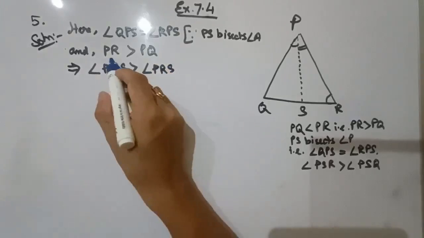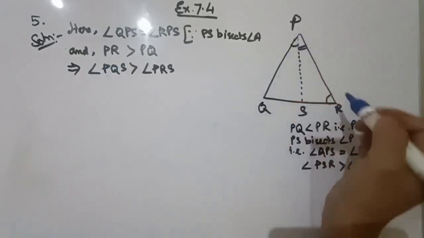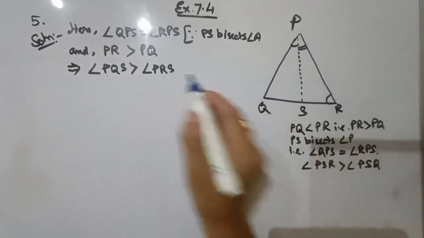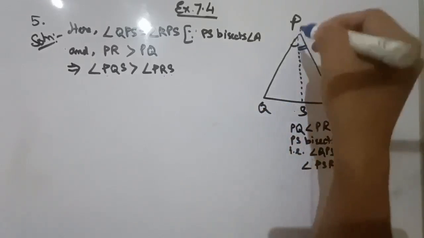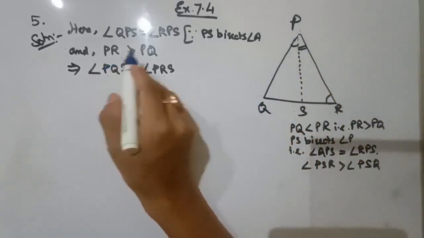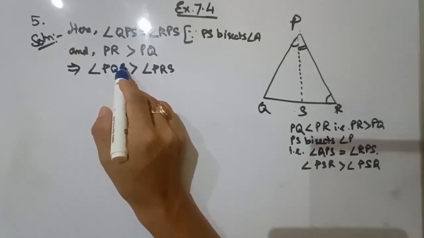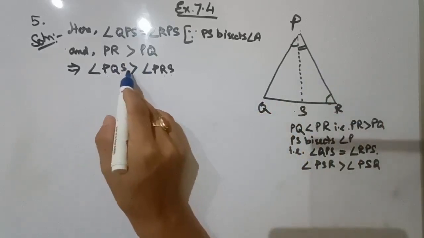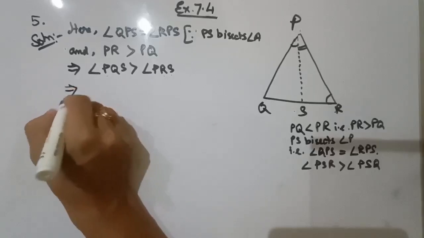because angle PQS is opposite to the side PR, and angle PRS is opposite to the side PQ. And since PR is greater than PQ, the angle opposite to the longest side will be greater than the angle opposite to the shortest side. So angle PQS is greater than angle PRS.